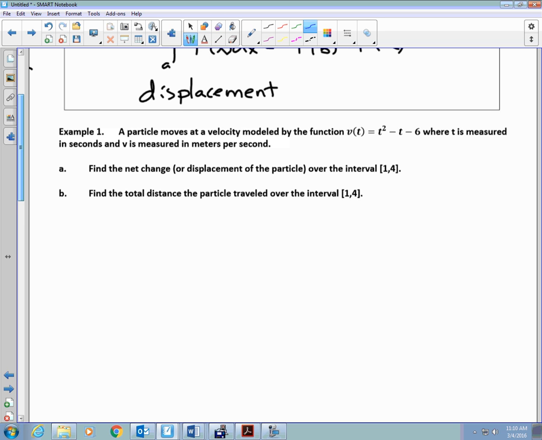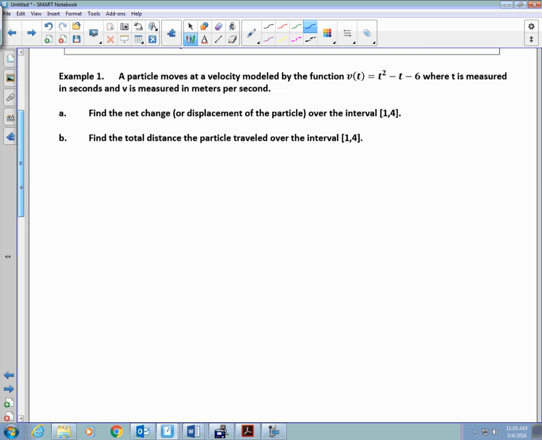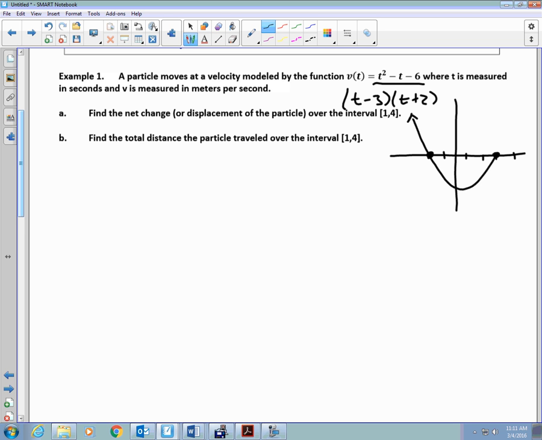Okay? So a particle moves at a velocity modeled by this function where t is measured in seconds and v is measured in meters per second. Let's start by examining this function. What shape does that make? Parabola, and it's t minus 3 times t plus 2, so I can sketch a pretty quick graph of this. Looks like it has x-intercepts at negative 2 and positive 3, and the parabola goes up, so that's my function. And we're going to look at it over the interval of 1 to 4.